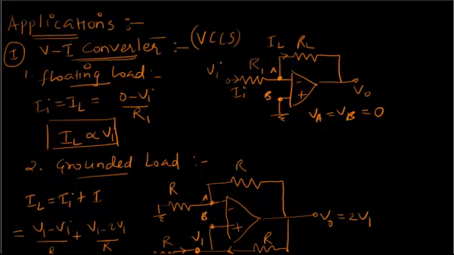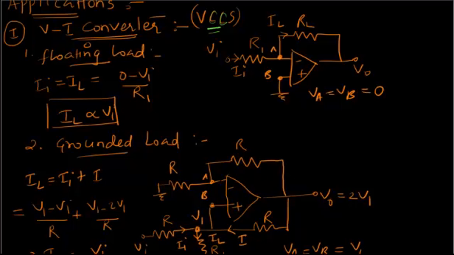Now we'll discuss some more applications of the operational amplifier. The first application is the voltage to current converter, which is also called a voltage controlled current source, because the input is a voltage and the output will be a current. Now there are two types of V2I converters, namely one with a floating load and one with a grounded load.